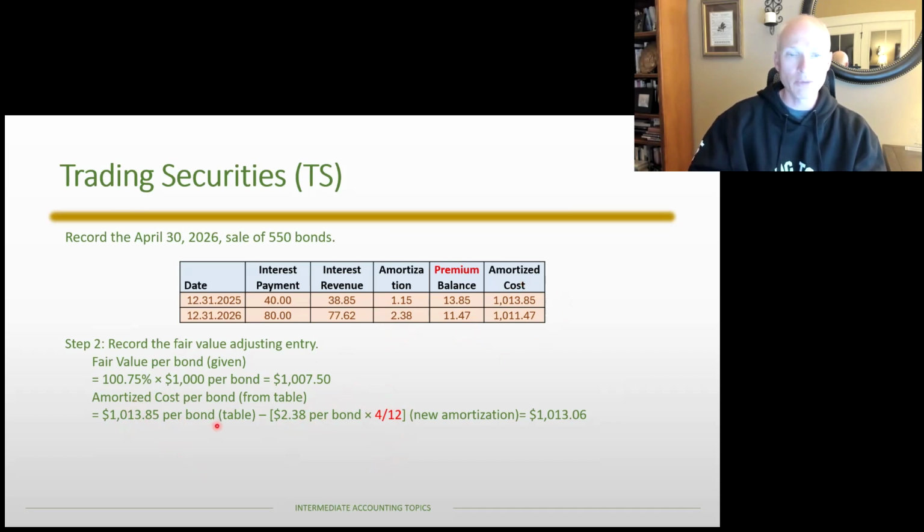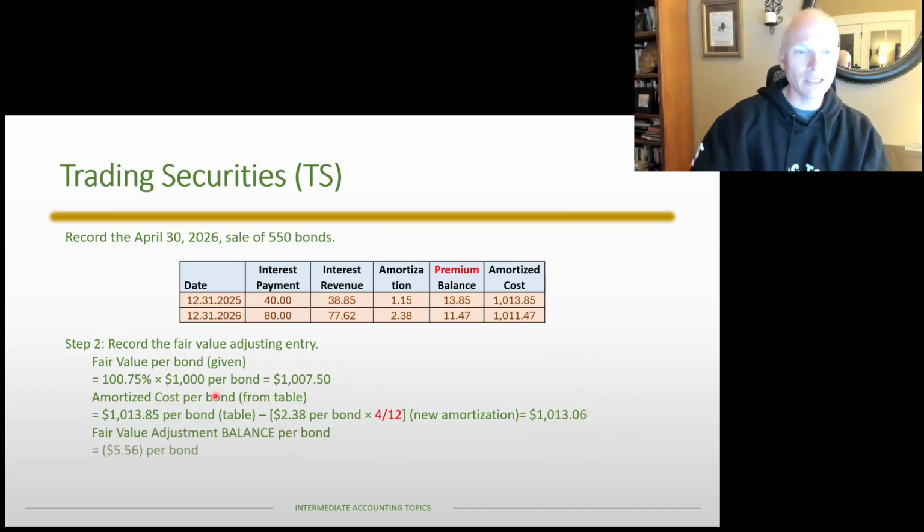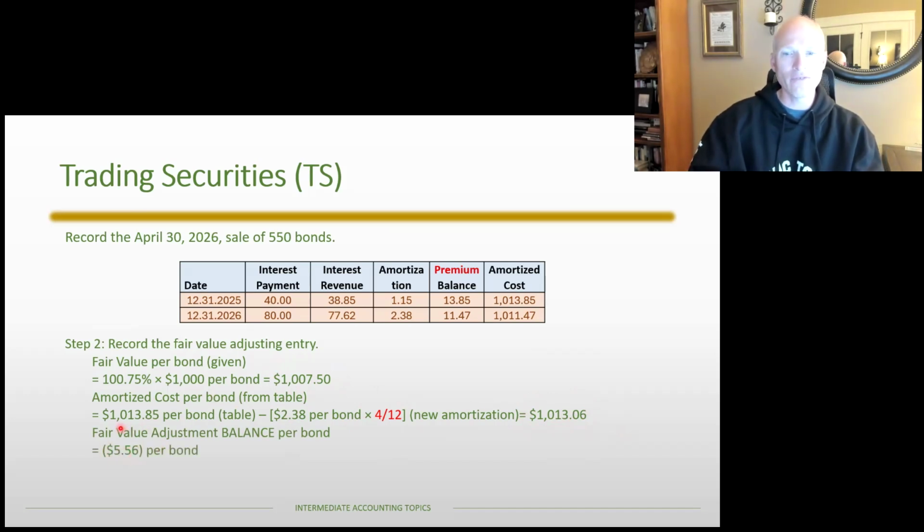I'm sorry, with a premium bond, we're bringing the amortized cost down. And so now the updated amortized cost is $1,013.06. That captures, if you do 4/12, about 79 cents. So that is the updated amortized cost. The comparison is between the fair value and the updated amortized cost, and that difference is the balance. The balance in the account then is negative $5.56 per bond.